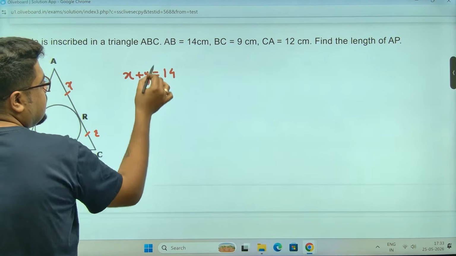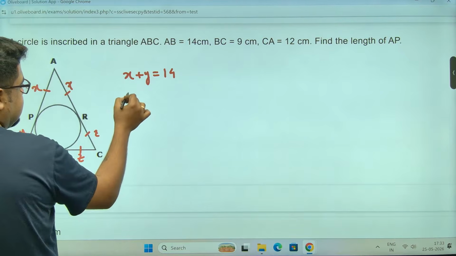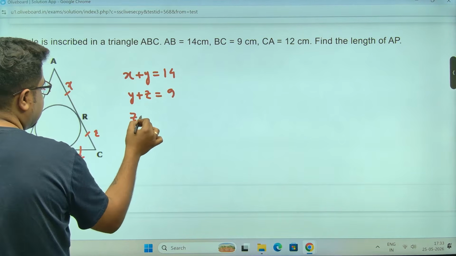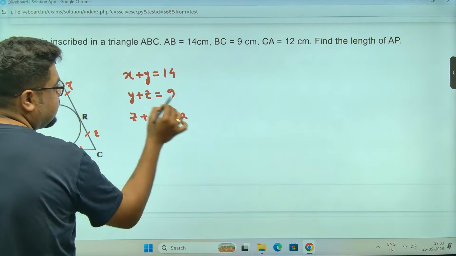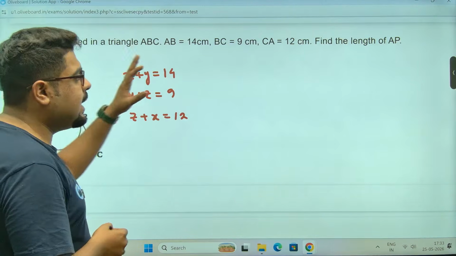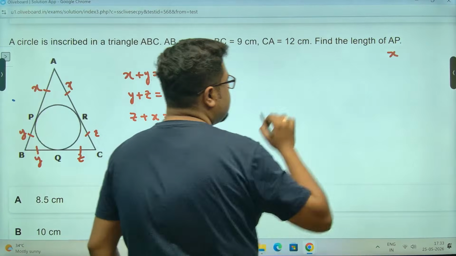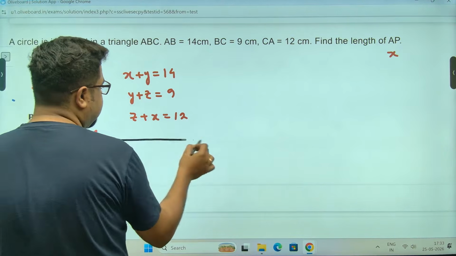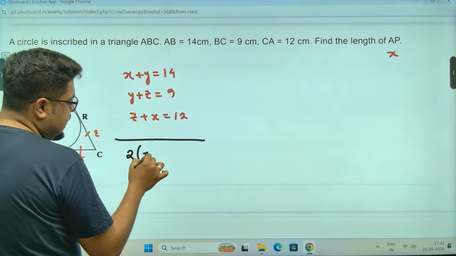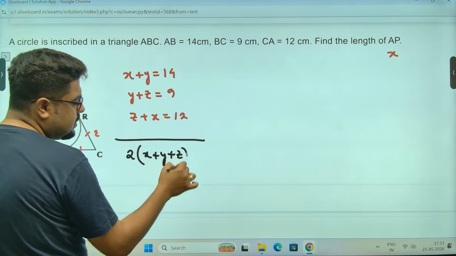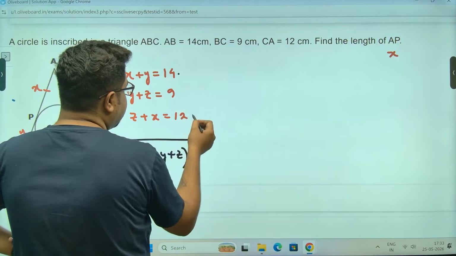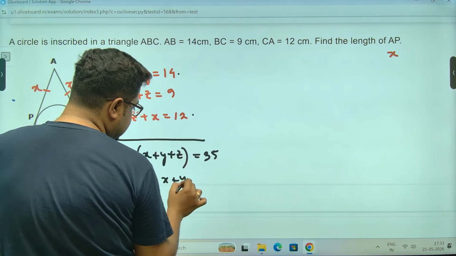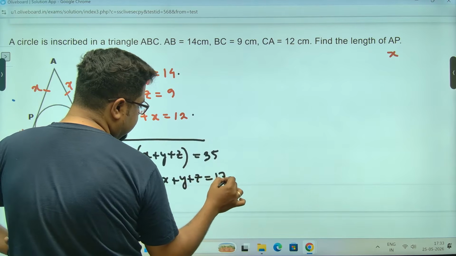That is 14. BC is what, sir? BC is Y plus Z. That is 9. And this will be Z plus X. That is AC, which is 12, sir. From there, I need AP, meaning I need the value of X. How to do it? Sir, calculate. Simple calculations. So make the master equation or add all three. So you'll get 2 into X plus Y plus Z. That will be, sir, 14, 26, 35, sir. So X plus Y plus Z will be 17.5.